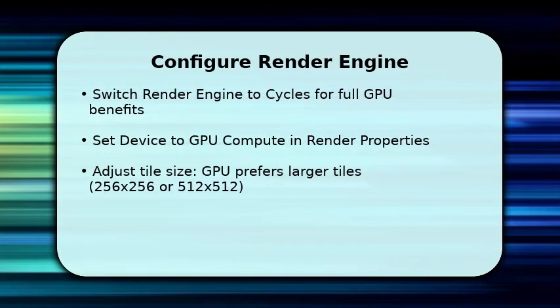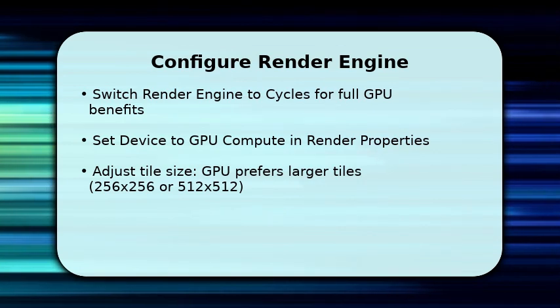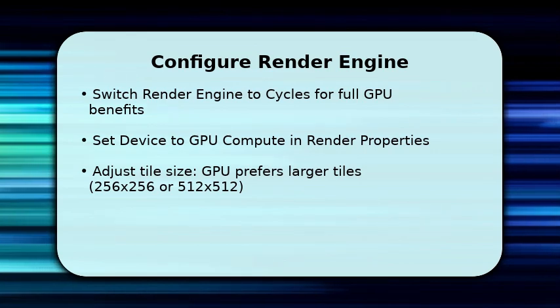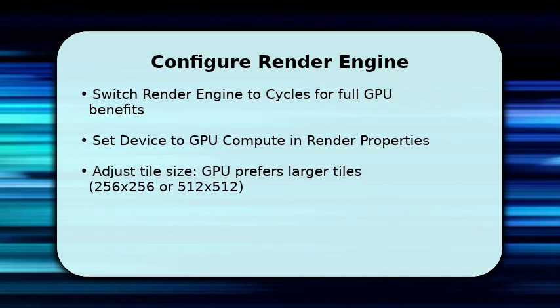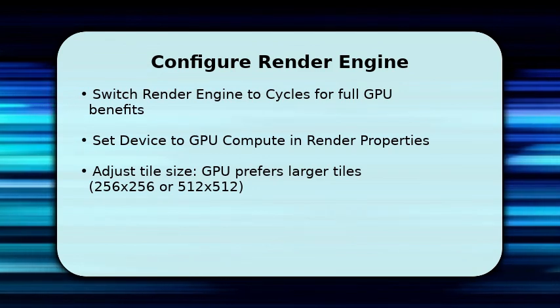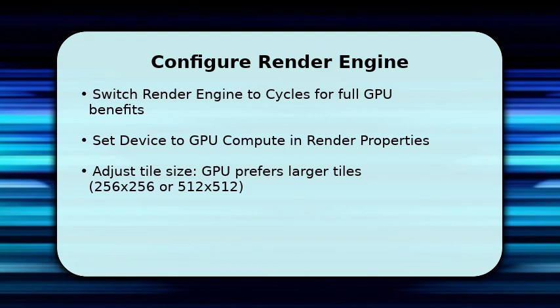Now configure the render engine for performance. Switch from Eevee to Cycles in the render properties because Cycles uses GPU compute for ray tracing. Next, set device to GPU compute. That tells Blender to run render kernels on your GPU. Then open Performance Settings and choose an appropriate tile size. GPUs usually need larger tiles like 256 x 256 or 512 x 512 for optimal throughput. Also consider enabling persistent data and experimental features if you use many textures or out-of-core resources.